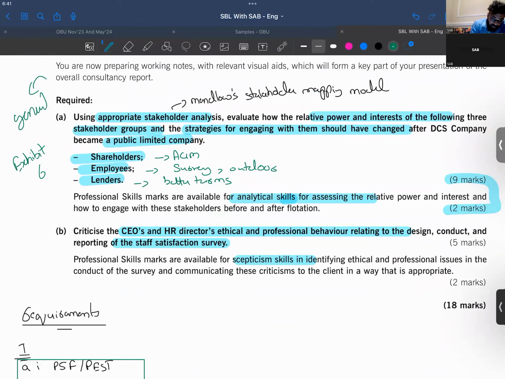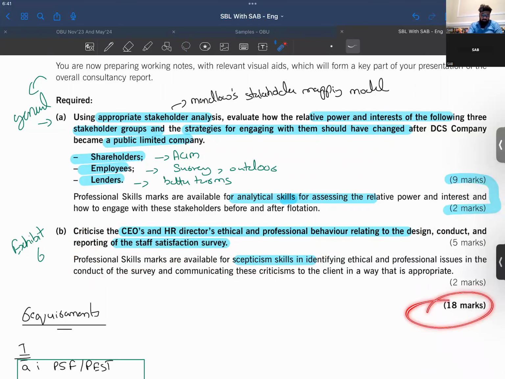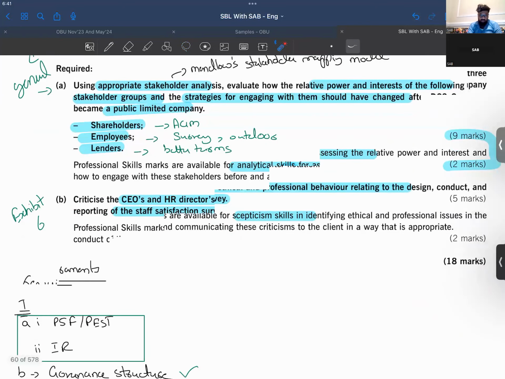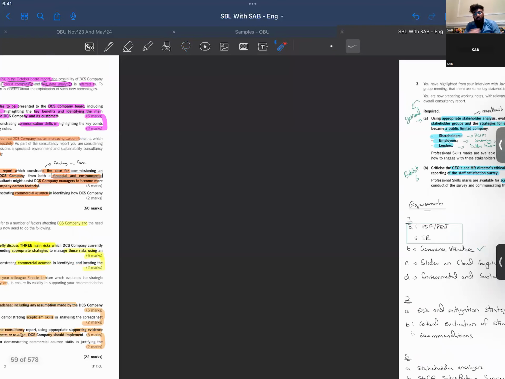The part A also seems to be the general one, whereas part B seems to be the exhibit 6. CEO criticized the CEO and HR director of professional behavior relating to design and misconduct. Skepticism skills, right? So this is your complete planner for SBL specimen 1.